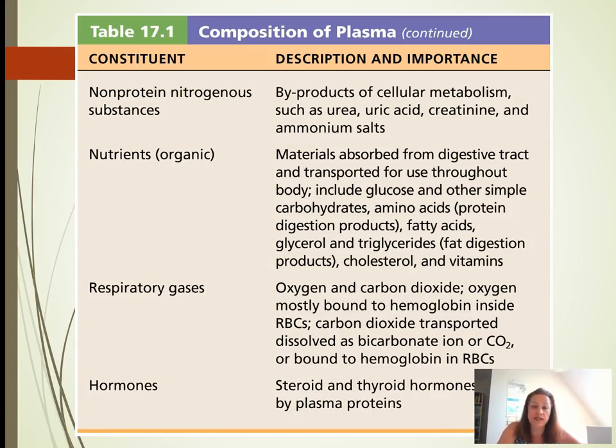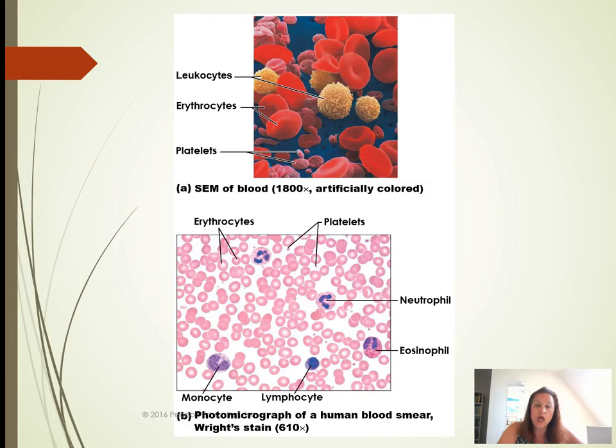Various organic nutrients, you can see there is a giant list of them, from amino acids to fatty acids to vitamins. Respiratory gases, mostly oxygen and carbon dioxide, and then steroid hormones and thyroid hormones that are carried around the body for various metabolic reasons. So the plasma is pretty important stuff, with a lot of components and moving parts.